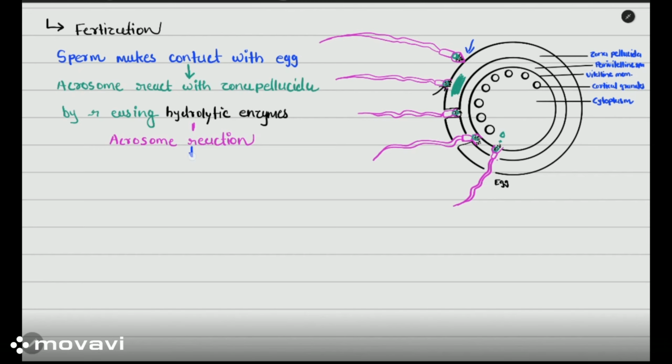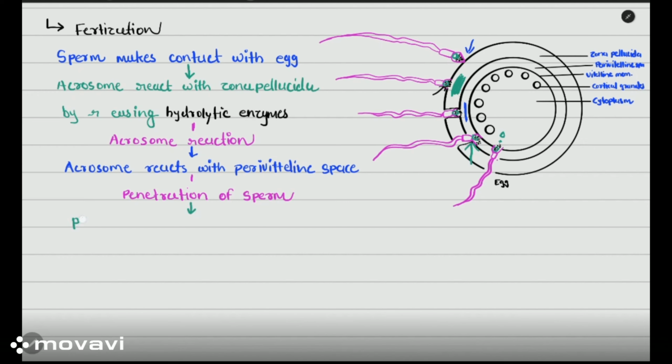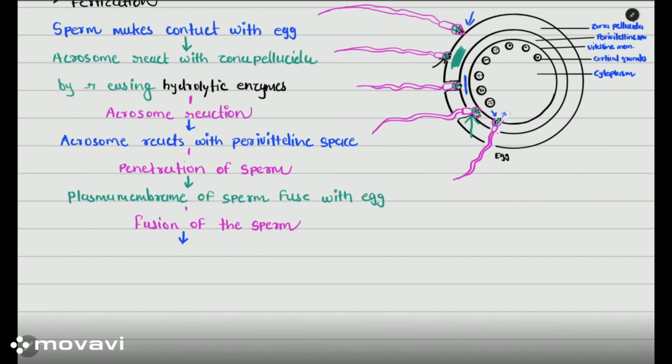Now we have the paravitelline space present inside the zona pellucida. After crossing the zona pellucida, the sperm reaches the paravitelline space and penetrates into it as part of the fertilization process. Inside the paravitelline space, we have the vitelline membrane, which is actually the plasma membrane of the egg. Next, the plasma membrane of the sperm fuses with the plasma membrane of the egg, so both plasma membranes become fused, and this step is called fusion of the sperm with the egg. Now the sperm is completely inside the egg, and since the plasma membranes are fused, the nucleus from the head of the sperm is released into the cytoplasm of the egg.